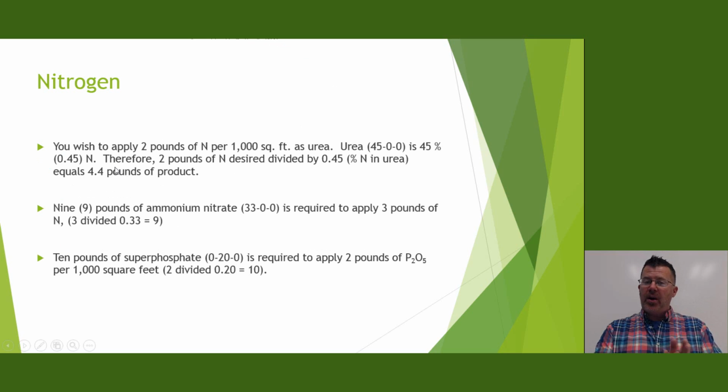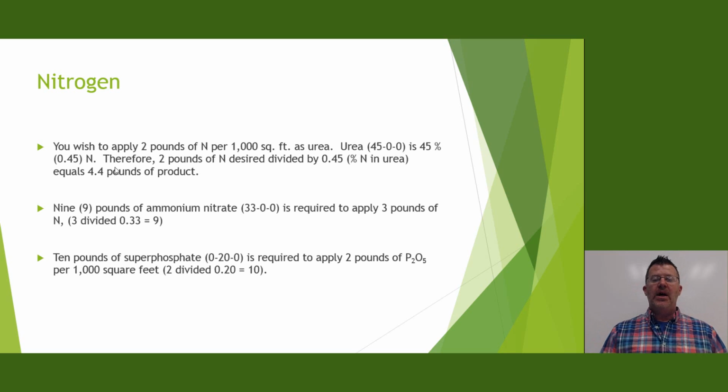All right, some math problems to start off with. You guys like me for that. You wish to apply 2 pounds of nitrogen per 1,000 square feet as urea. Urea is 45-0-0, and it is 45% nitrogen. Therefore, if you're going to apply 2 pounds of nitrogen, you need to divide it by 0.45, which is represented by the 45% nitrogen, and that's going to equal 4.4 pounds of product.